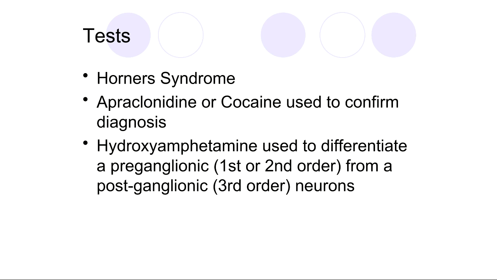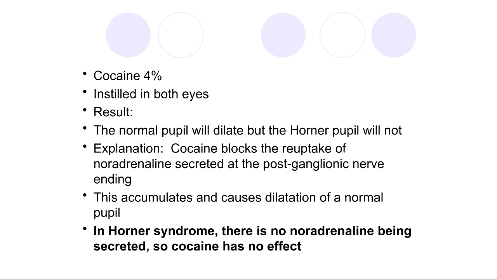So we can use cocaine traditionally or apraclonidine to confirm the diagnosis. And then to differentiate whether it's a preganglionic, which is first or second order neuron, from a postganglionic, which is a third order neuron, we're going to use hydroxyamphetamine to differentiate this Horner syndrome. So to confirm whether or not we have a Horner syndrome, we're going to instill cocaine 4% in both eyes. Now the normal pupil will dilate, but the Horner syndrome will not budge. It will still stay small and miosed.